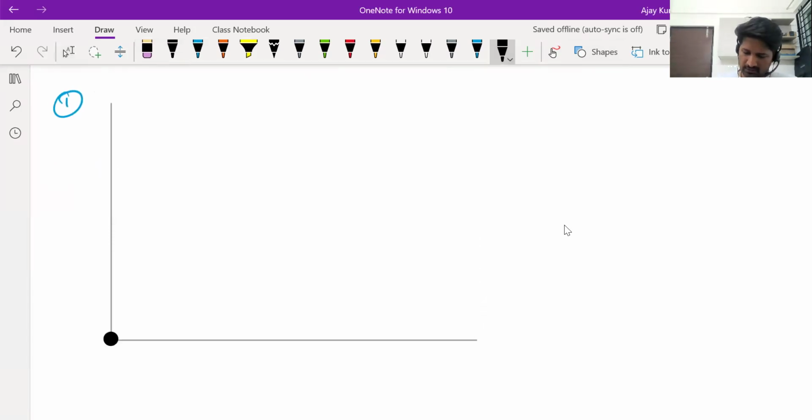Suppose there are two objects. One question like this was given in your worksheet also a few days back, but anyway, we'll discuss this case in detail. Let's call this A and this B. Suppose A is moving to the right with a constant velocity of 10 meters per second, and B is moving this way.